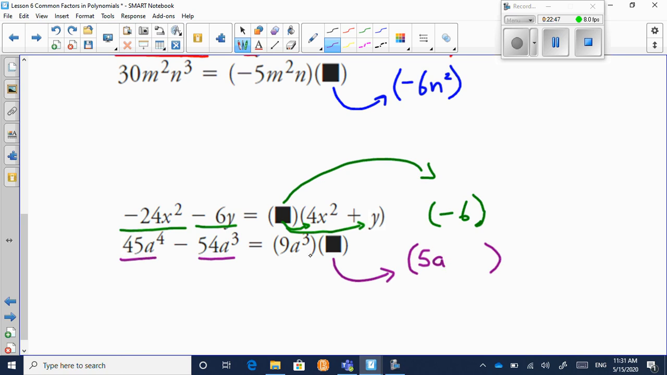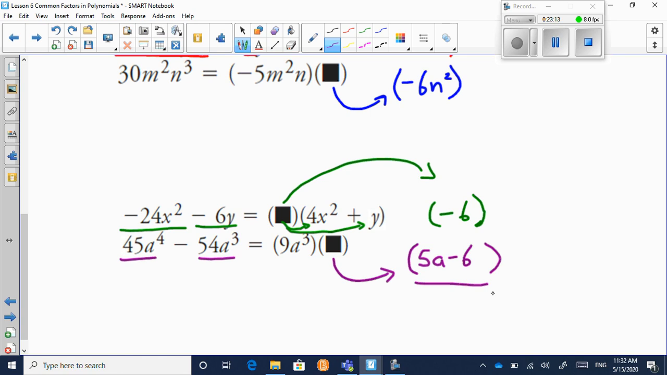And then 9a cubed times what? Or 9 times what would give me negative 54? Well, that is negative 6. Okay. 9 times 6 is 54. And 9 times negative 6 is negative 54. And look, I don't need any a's because the a cubed is already there. So there you go. That's what was in the brackets.